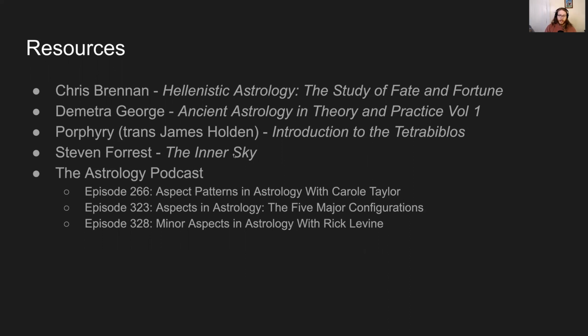Steven Forrest's The Inner Sky has a modern treatment of the aspects, which I really didn't go into much here, honestly, because I don't feel like I really understand it, and also because I think the ancient approach is a lot richer. And then there are 3 episodes of The Astrology Podcast that I would recommend. There's Aspect Patterns in Astrology with Carol Taylor. That's, again, going to be a modern approach where you get things like T-squares, kites, yods, these kinds of things. I really, really enjoyed that episode.